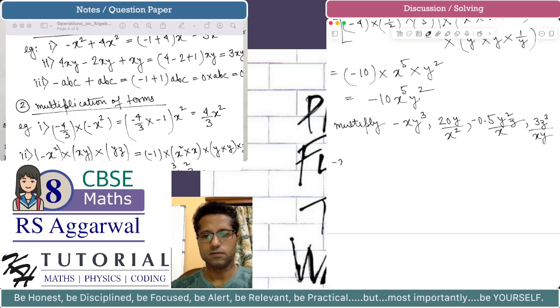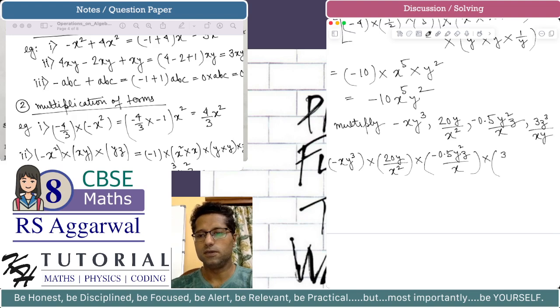So the first term is minus xy cube, multiplied by the second term, which is 20y by x square. The third term is minus 0.5 y square z by x, and the fourth term is 3z cube by x y.